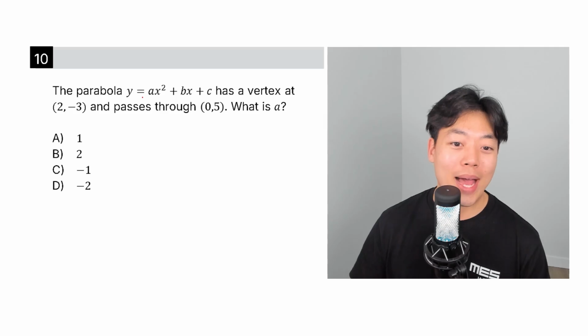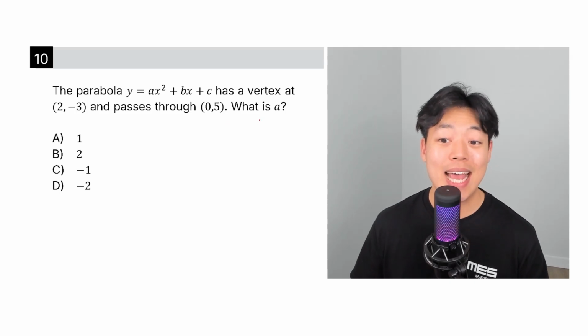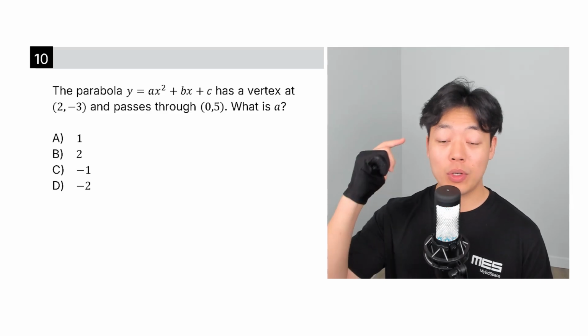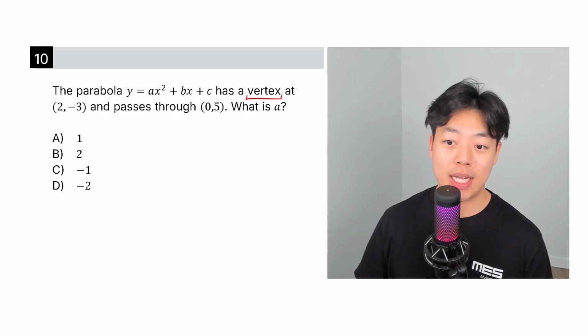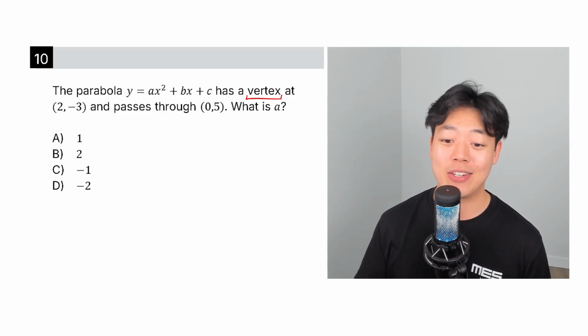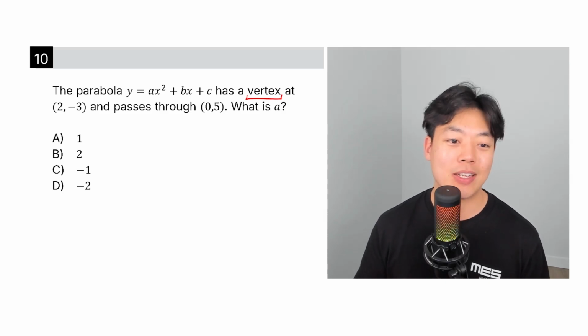The parabola y equals ax squared plus bx plus c has a vertex at 2, negative 3 and passes through 0, 5. What is a? This is not that challenging of a problem if you think of vertex form right away after seeing vertex. However, if you don't think about vertex form here, this question is nearly impossible because you will get an equation with 2 variables which you cannot solve.